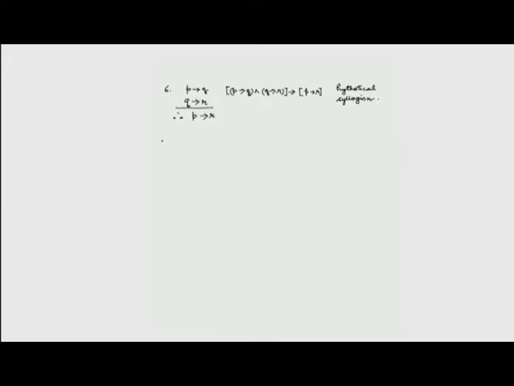Then seventh is P, Q, therefore, P and Q. This is simply conjunction.